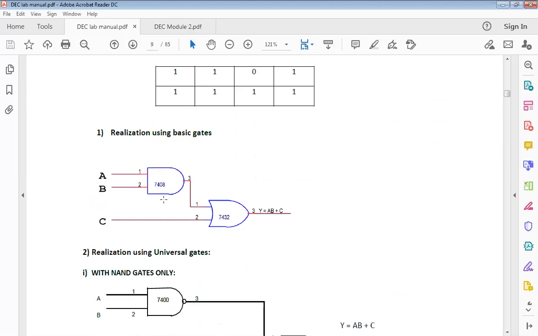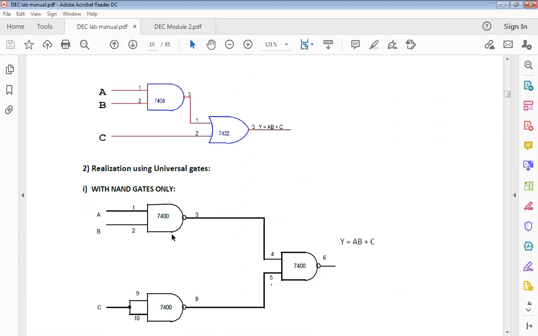I will be using an AND gate 7408, then I'll be using an OR gate 7432, and the outputs are taken and given here. My final output will be at terminal 3 of the OR gate, which is AB plus C. These are all your pin numbers, the diagram which I showed you, right? So we will be using that for the connection.